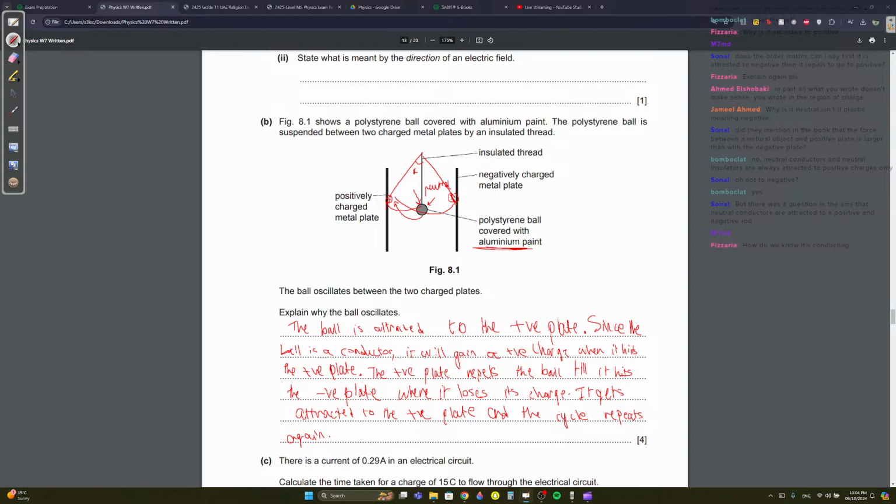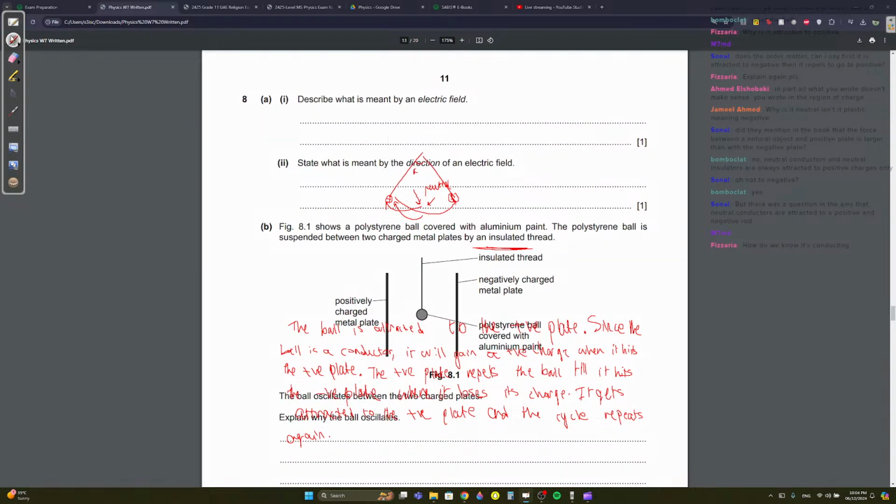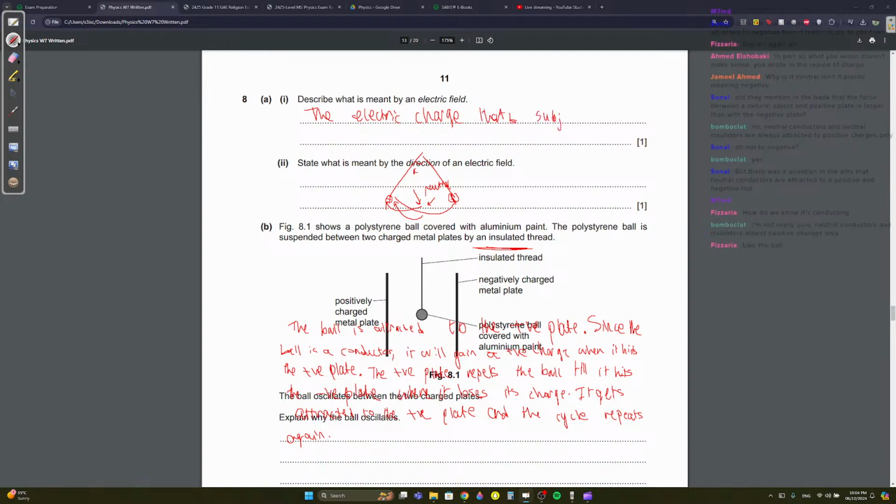Okay. In part A-I, what you wrote doesn't make sense. You wrote in the region of charge. What did I write in part A-I? What is meant by electric field? It's the electric charge that is subject to an electric force. I don't see what's wrong. I think maybe I would have said the region of electric charge. Okay, the region of electric charge is also correct.